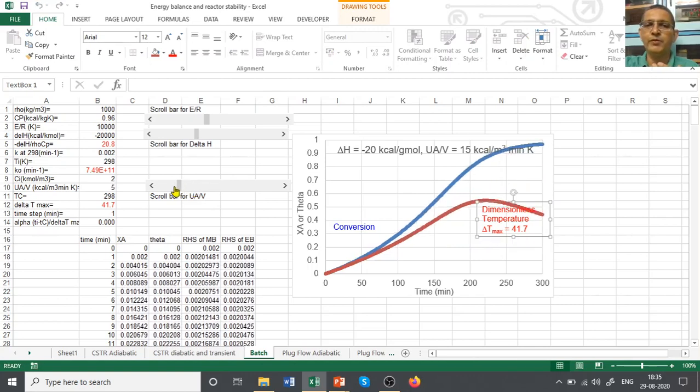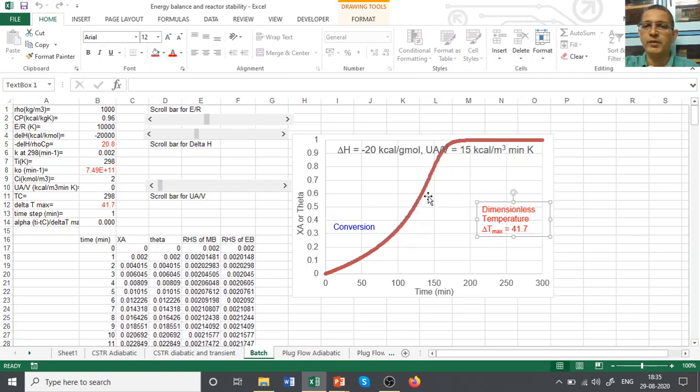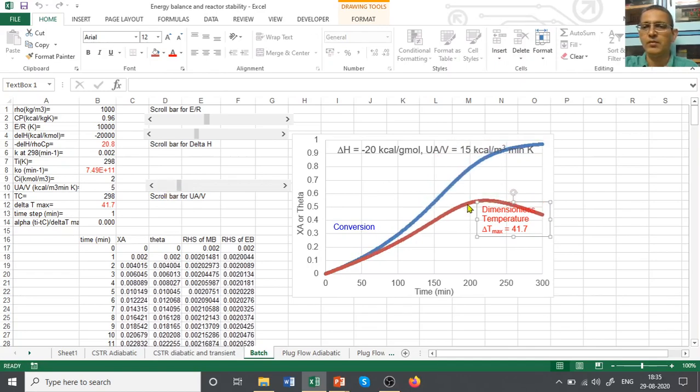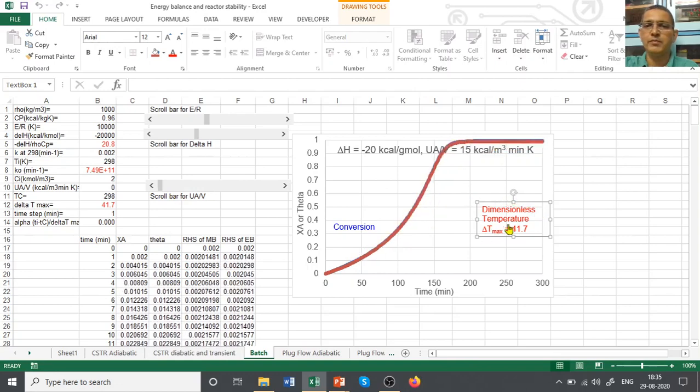If I reduce UA by V further, you see the peak temperature is increasing now, 0.5, which means it is increasing by 20 degrees centigrade. Further, you see the peak temperature is very high. Temperature rises by 40 degrees centigrade from inlet within just 150 minutes. Okay, both these curves overlap with each other.